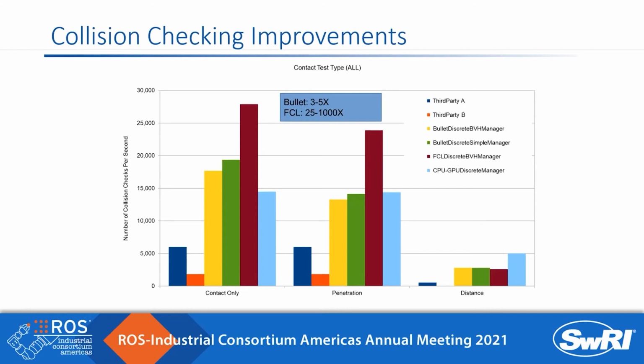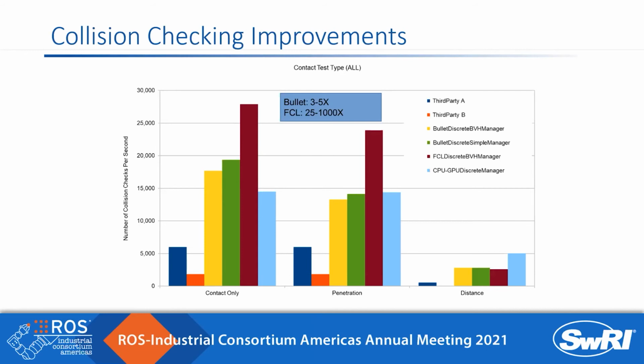Contact only, penetration, and distance. Contact only means we just care about if 2 things are in contact. We don't want to do distance calculations. Penetration is in reference to things that are in collision, so we want to calculate how far in collision, the penetration distance. And then the distance is typically the most computationally intensive, whether you're in collision or not, I want to know the distance between shapes in my environment.